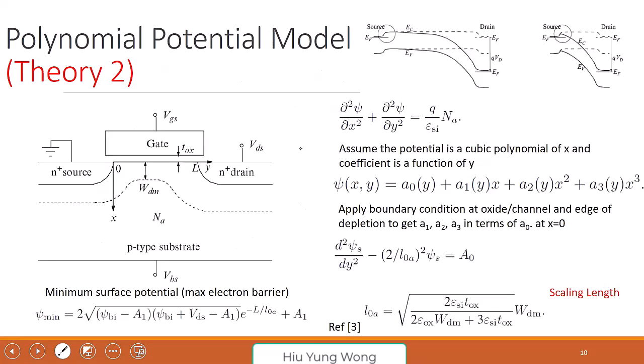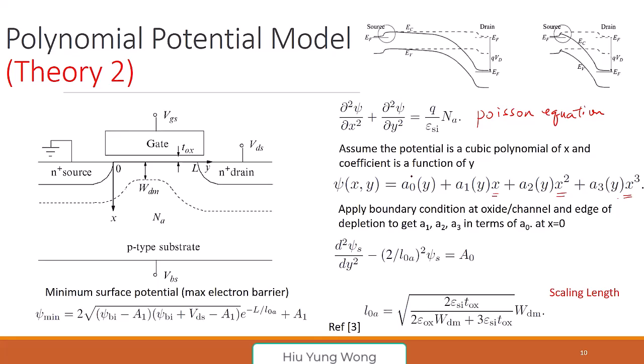So here we come to the second theory, polynomial potential method. Don't worry about all this equation. This is just for your information, right? What it is trying to do here is that let me solve the Poisson equation. This is the Poisson equation. If I solve the Poisson equation, I will know what's going on, right? I can find out the barrier, right? So in this polynomial method, they assume that at the surface, the potential is only a function of x in polynomial.